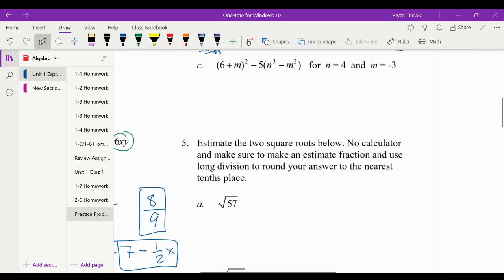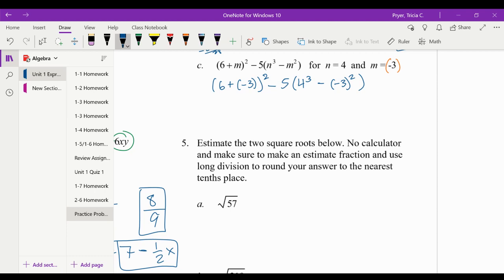All right, letter C, we're evaluating for when m is negative 3 and when n is 4. If you remember back when we did this assignment, the most common mistake people made is they didn't put parentheses around that negative 3. So you want to make sure you're doing that. So we're going to have 6 plus, substitute for m is negative 3, I'm going to keep that in parentheses, squared, minus 5 times (n is 4 cubed minus negative 3 squared).